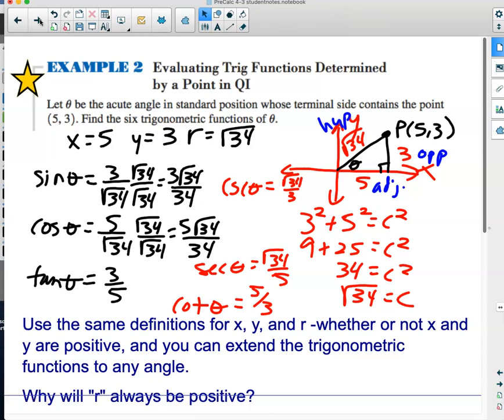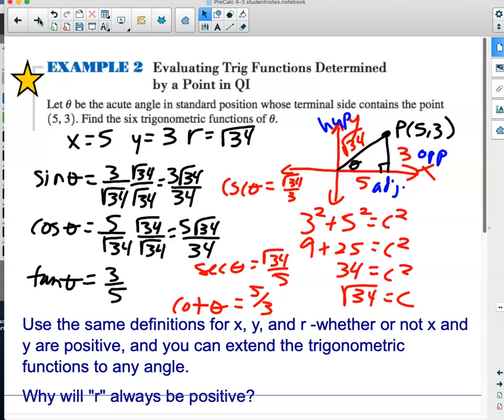So again, we could have used that new coordinate trig and said, okay, so for sine I need y over r. 3 over the square root of 34. Get exactly the same thing. For cosine I need x over r. 5 over the square root of 34. Exactly the same thing. Tangent, y over x. 3/5. Boom, you've got it. Or you can use your drawing. Either way, at this point, either way is safe.